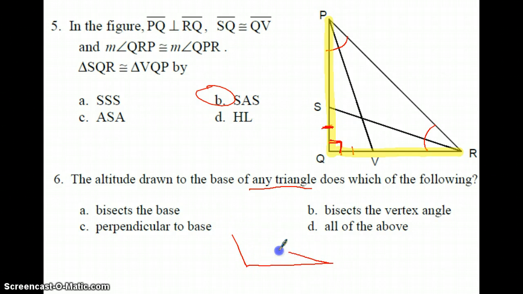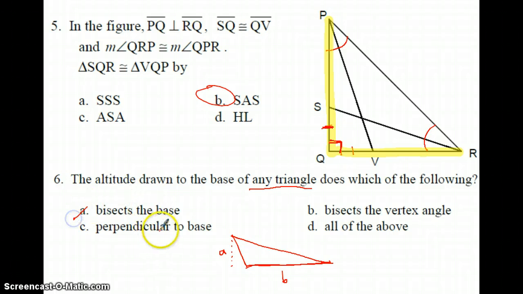Okay, here's one that'll get you. Altitude drawn to the base. If I'm using this as my base, the altitude drawn to this base comes from here and it goes this direction. It goes perpendicular to that baseline, which is kind of like that. So here's the altitude, and here's the base. So let's see what it does.